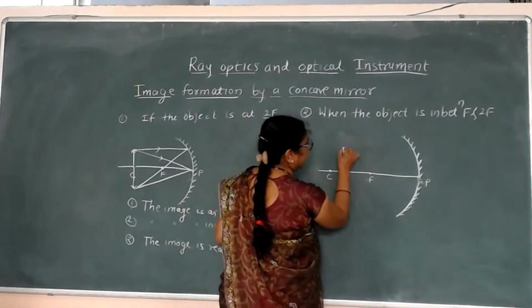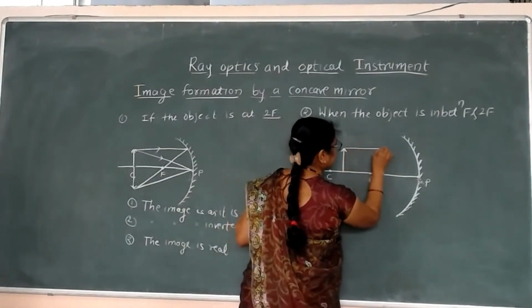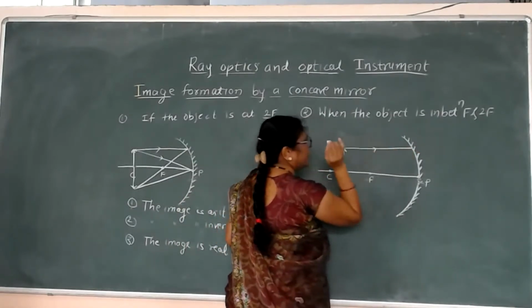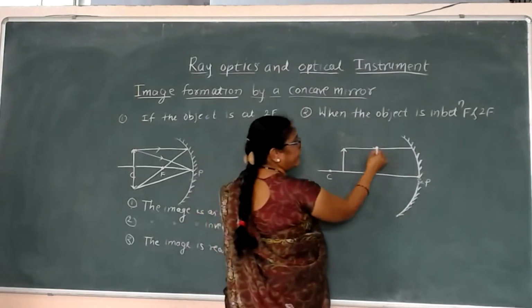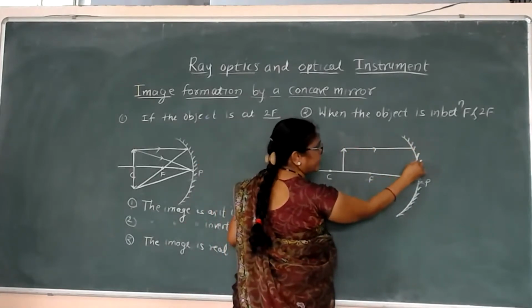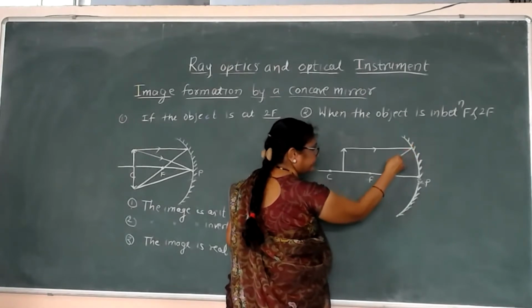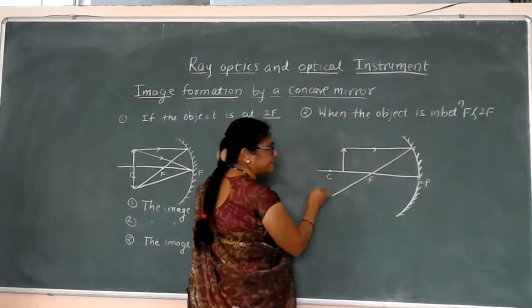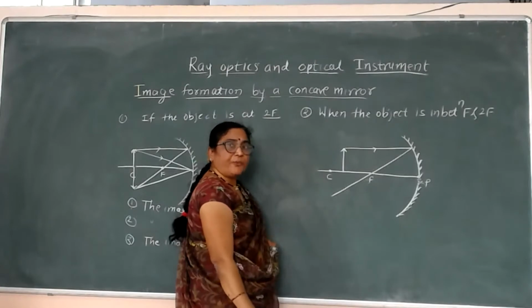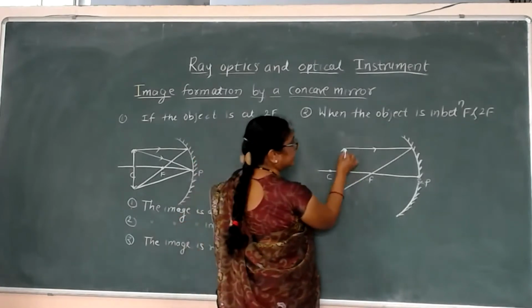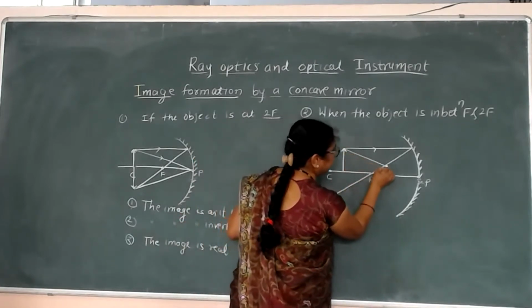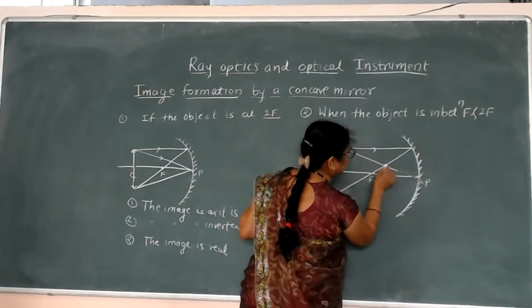Suppose the first light ray is incident on the mirror in a straight line. When the ray of light is incident on the mirror, it is reflected back and passes through the principal focus. To find the image formation, take another ray of light. Suppose the other ray of light is incident on the pole.